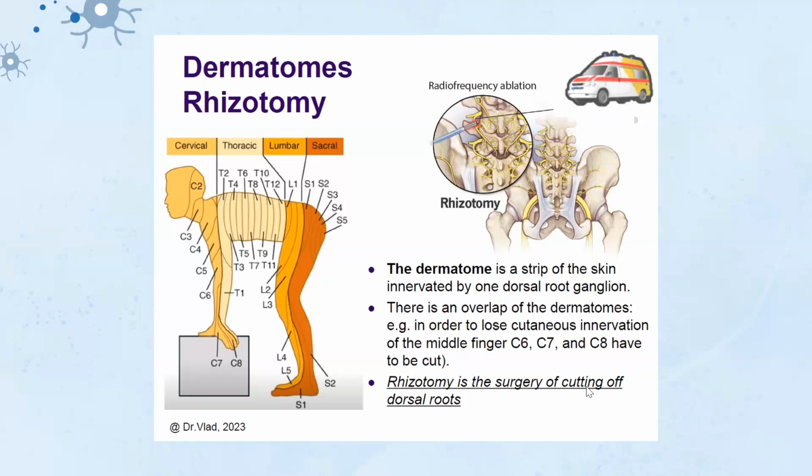Rhizotomy is the surgery of cutting off dorsal roots. So let's say someone developed, for some reason, pain in his middle finger, using the same example, and he tried all medications, but nothing worked. So they do a procedure called rhizotomy, where they destroy or cut the nerves that are supplying that middle finger, which are C6, C7, and C8, to reduce the pain. This is, in a nutshell, the rhizotomy procedure.